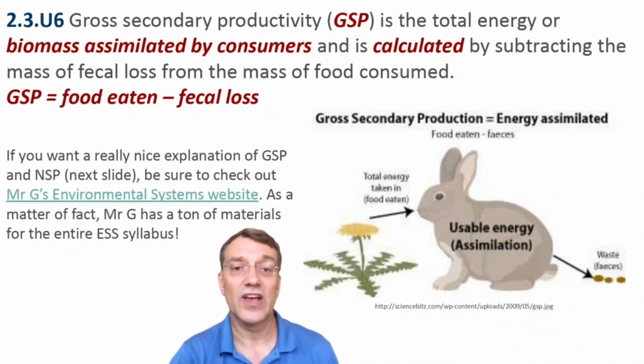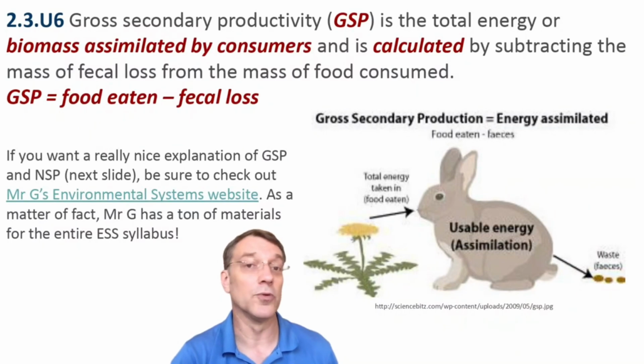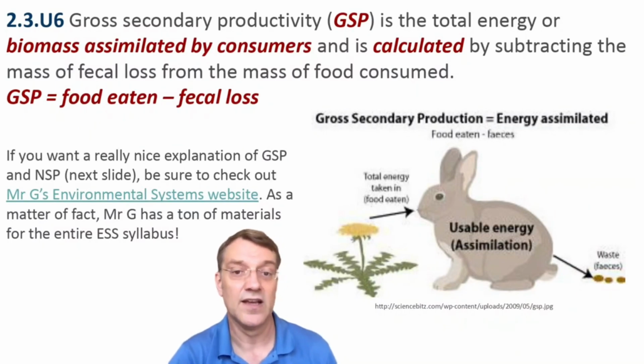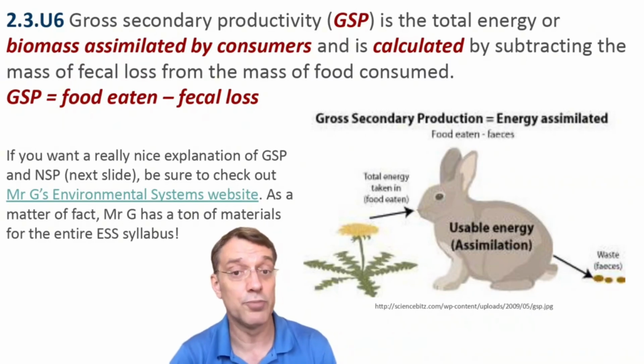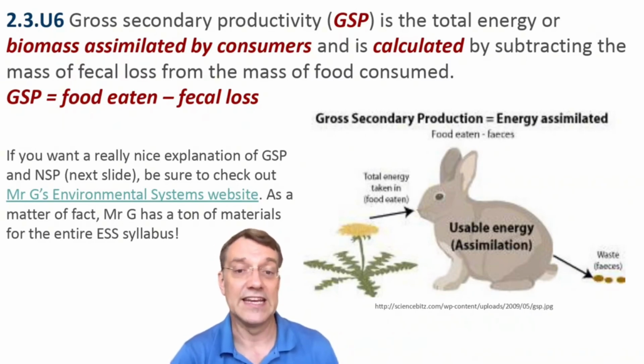Similarly, gross secondary productivity, abbreviated as GSP, is calculated by subtracting fecal loss, that's loss from pooping, from food eaten by consumers. It represents the total energy assimilated by consumers. Mr. G's ESS website has some excellent resources explaining these concepts if you want to check that out.